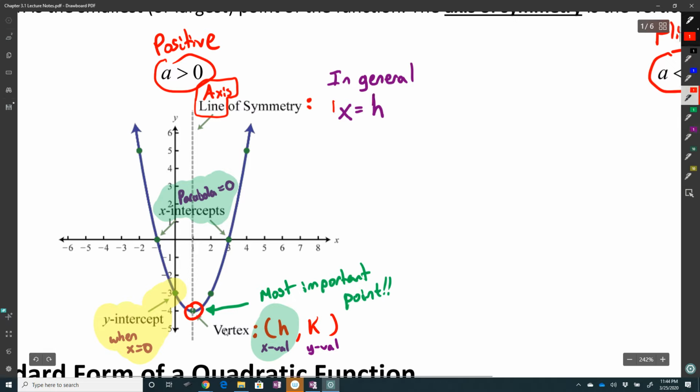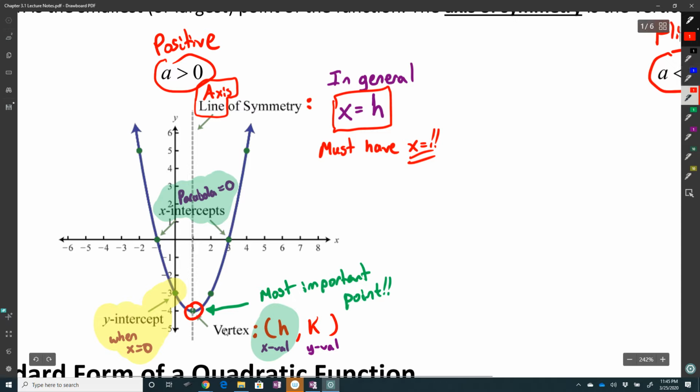Now the axis of symmetry is an equation. You must have the x equals or it's incorrect. Nothing's worse than when you're doing your homework and you forget the x equals and you get the right answer, but it counts it wrong. So when you're doing the axis of symmetry, just remember it's x equals and then whatever the x value of the vertex happens to be.